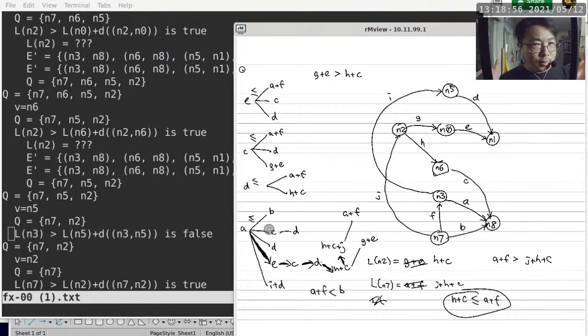That one makes sense because distances cannot be negative. H plus C is less than or equal to G plus E. H plus C plus J is less than or equal to A plus F.